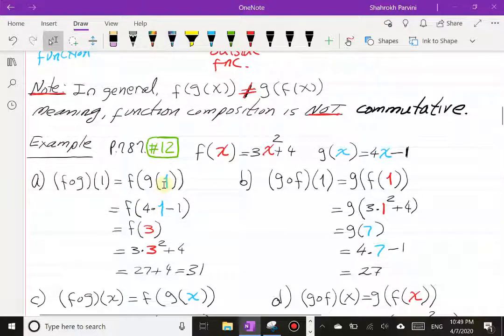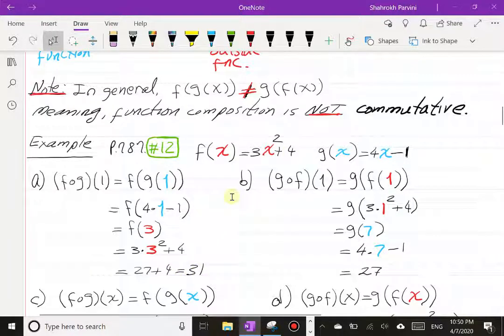So anyway, this blue 1, this is what goes into g. Now remember, the task of g is to multiply input x by 4, subtract 1 from it. So that's what this does. It does 4 times 1 minus 1, and that is going to evaluate to a 3. And then f of 3, that means now you look at function f and plug in a 3 for x. So there you go. Wherever there is a red x, you're going to put a 3. So here's the only place there is a red x. So I'm going to put a 3 here. That's 3 times 3 squared plus 4. That's the next step, and the answer is 31.